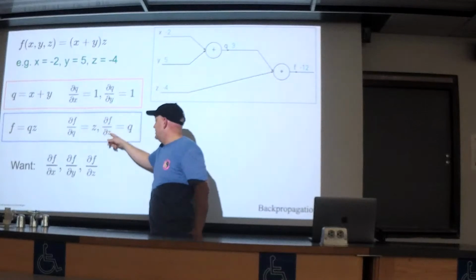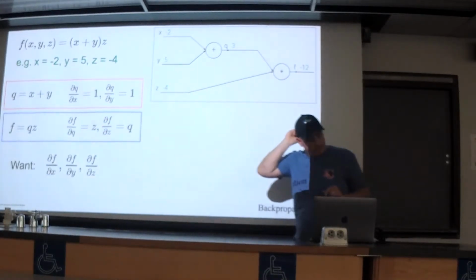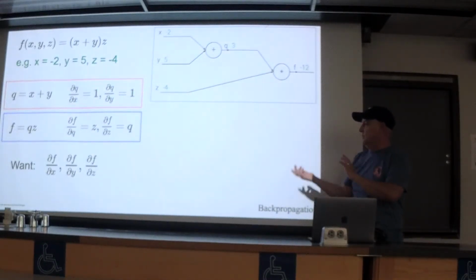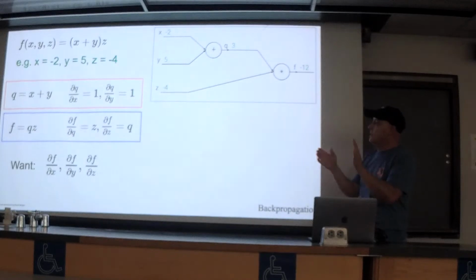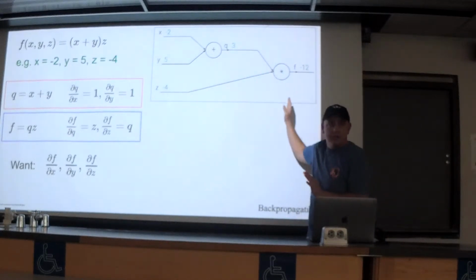To get f, and the same thing is happening here, just vice versa. There's symmetry in those input variables. So if I take the partial derivative of f with respect to z, I get q. Okay, cool. So I have the partial derivatives at every operation here.